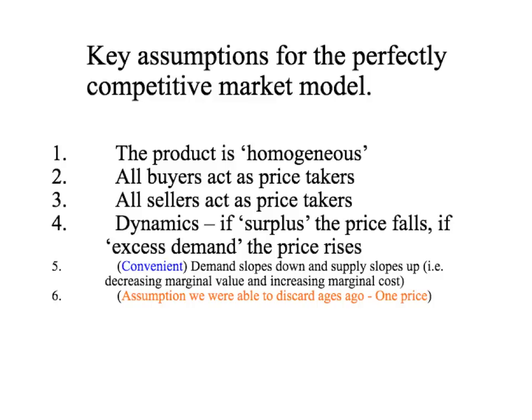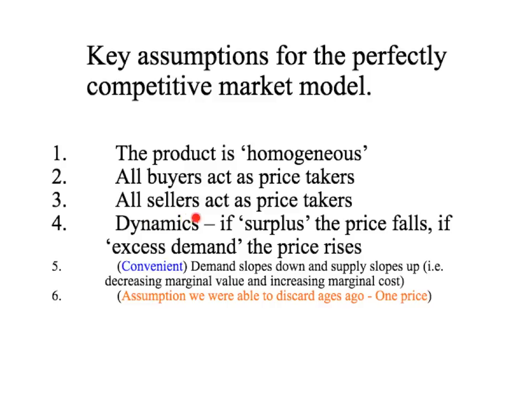Just to remind you, the first assumption was that there was a single well-defined homogeneous product. So a product like apples or a product like pizza. So even though we know they differ in the real world, we took away that differentiation to simplify the real world into our model. We assumed that all buyers acted as price takers. They took the price as given and decided how much they would like to buy. That gave us their demand curve.